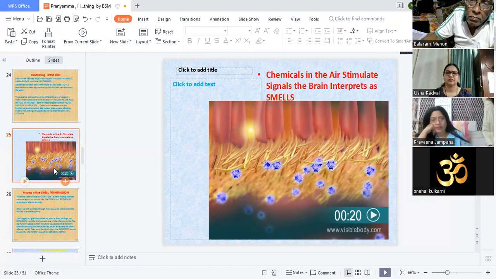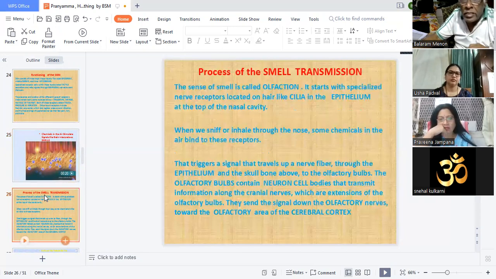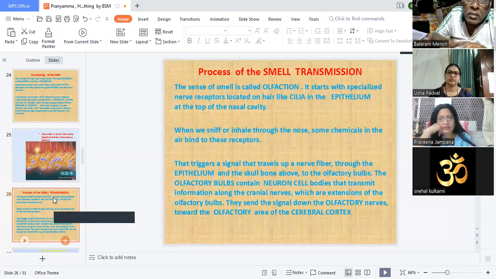Smell, that is the function of the nose. Chemicals in the air stimulate the signals, and the brain interprets them as smells. One of the main sensory organs of smelling is this. The sense of smell is called olfaction.